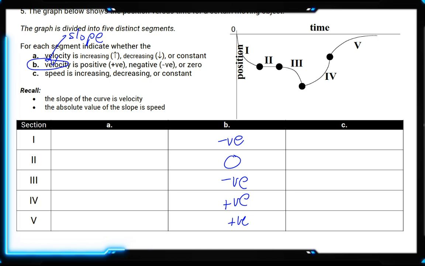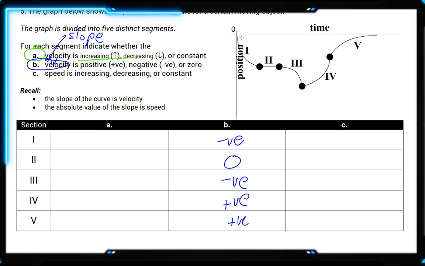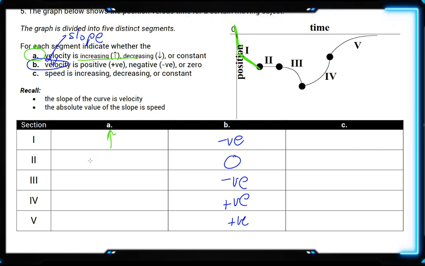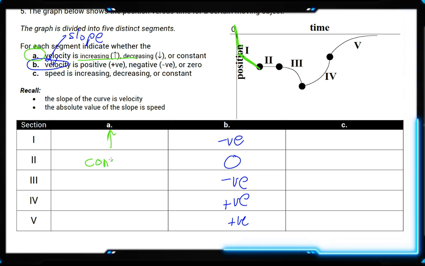The velocity, is the velocity increasing or decreasing? So for A, I need to think about the slope change. In 1, I go from big negative to small negative. Big negative to small negative, that's an increase. 2, speed is 0, and it's also constant.